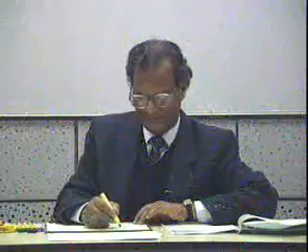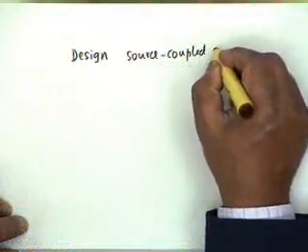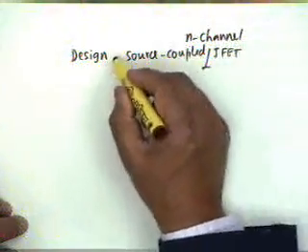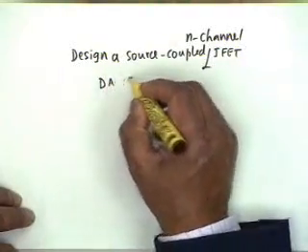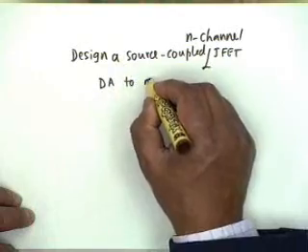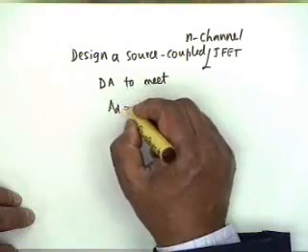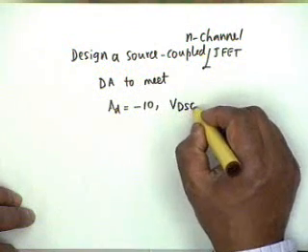The problem is to design a source coupled N channel JFET differential amplifier that meets the following specifications. One, the differential gain should be minus 10, and the VDSQ at the Q point should be equal to 5 volt.